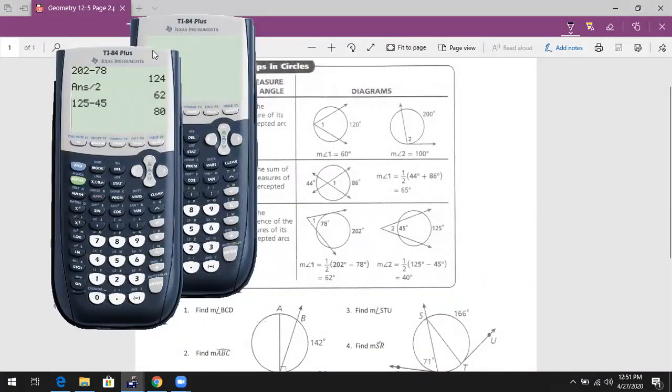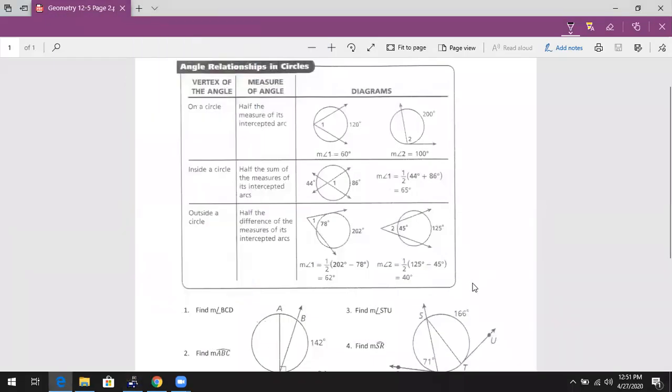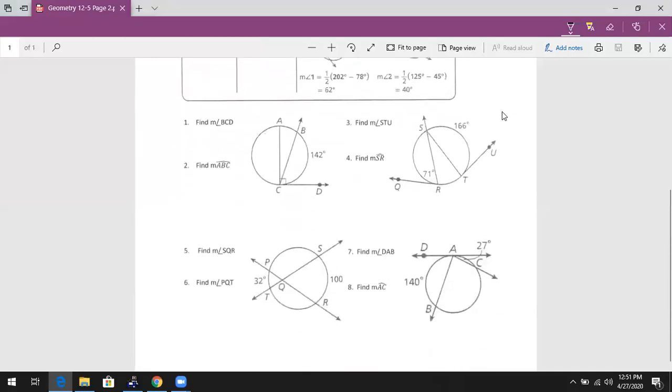Okay, so on, in, or out. That's what you're always looking for. So we look at number 1, find the measure of angle BCD. Because it intersects on the circle, the angle is half the intercepted arc, or half of 142, which gives us 71 degrees.